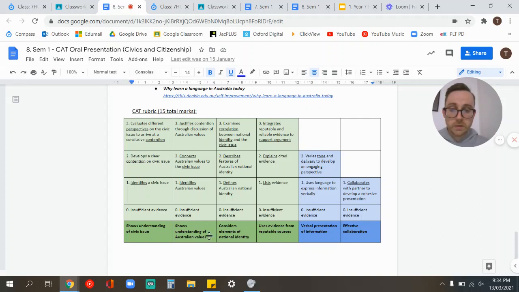Showing understanding of Australian values. So that's again thinking about what we've looked at in terms of Australian values, Australian identity in our Civics and Citizenship unit. So look at your notes, the class slides and the textbook for, I guess, a definition on what Australian values are and what values are in general. Then we've got national identity, evidence from sources, verbal presentation, so again, your tone, your delivery throughout the speech, and then teamwork makes the dream work, collaboration.